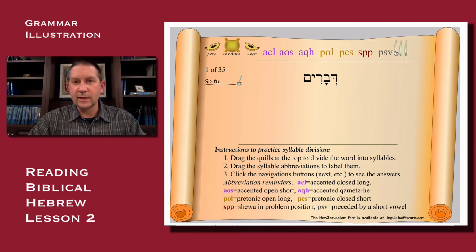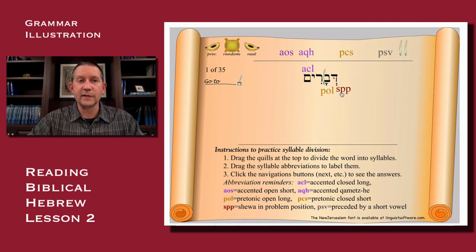And in this case, we're taking the quill and we are using it to divide the words. So with divarim, which we've seen before, we're going to put it in between the full vowels, and there we have 2 different syllables. And then you can just go ahead and grab these labels and stick them wherever is convenient. This is accented closed long. This is pretonic open long. And yes, this has a Shiva and problem position. You can then see the answer by clicking next, and it'll show you the word and it'll label the syllables for you. And when you go on to the next word, it'll put everything back.